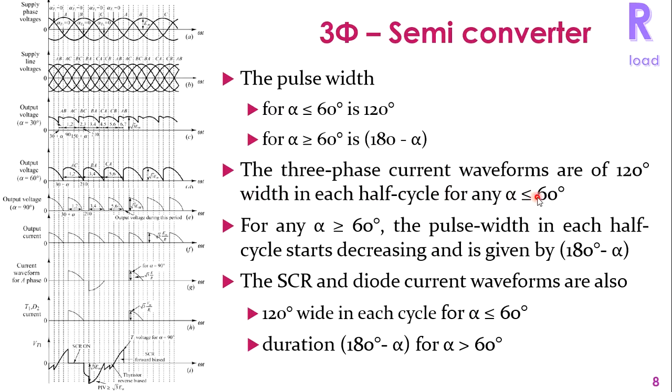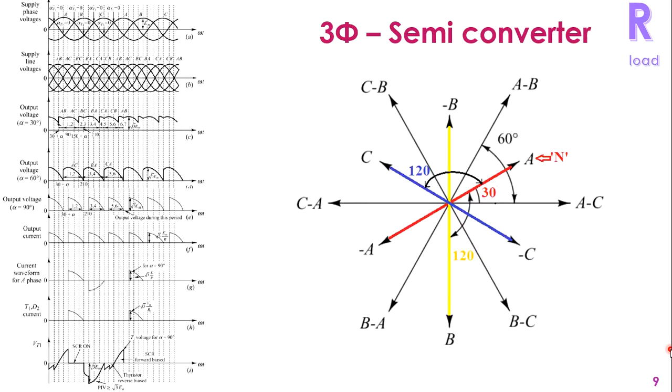The three-phase current waveforms are of 120 degree width in each half cycle for alpha less than 60 degree. For any alpha greater than 60 degree, the pulse width in each half cycle starts decreasing and is given by 180 minus alpha. The SCR and diode current waveforms are also 120 degree wide in each cycle for alpha less than 60 degree, and their duration is 180 minus alpha for alpha greater than 60 degree. To understand the operation of this three-phase semi-converter, we need this voltage waveform along with the phasor diagram.